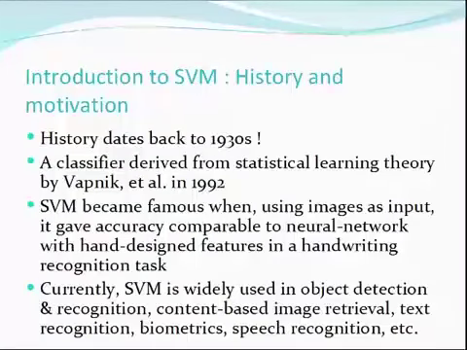For many years, neural network was the ultimate champion because it was the most effective learning algorithm during that time. SVM became famous when, using images as input, it gave accuracy comparable to neural networks with hand-designed features in a handwriting recognition task. Currently, SVM is a widely used system in object detection and recognition, content-based image retrieval, text recognition, biometrics, speech recognition, cancer diagnosis, and understanding of genomic data.